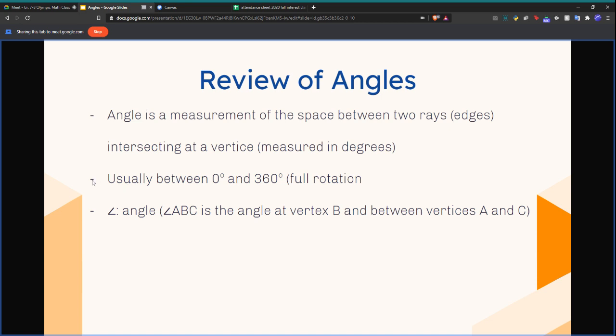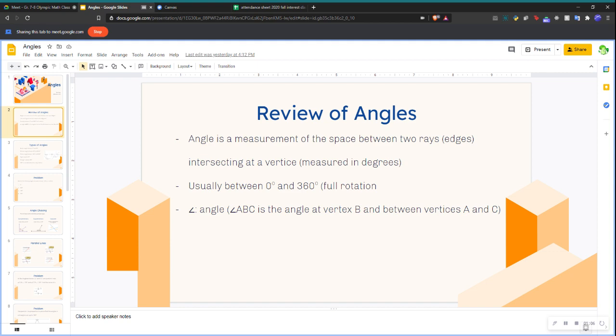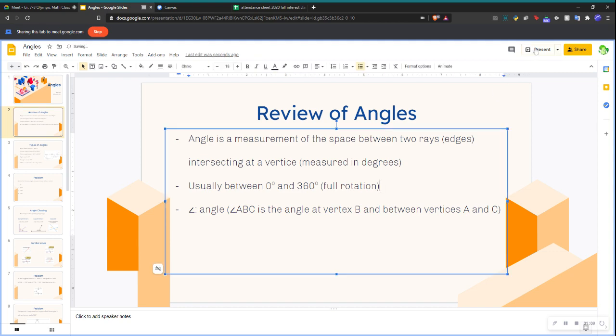It's just a symbol. Usually the value is between 0 degrees and 360 degrees, where 360 degrees is just a full rotation, right? You're going a full circle all the way back. That's 360 degrees. I forgot to put parentheses right here.